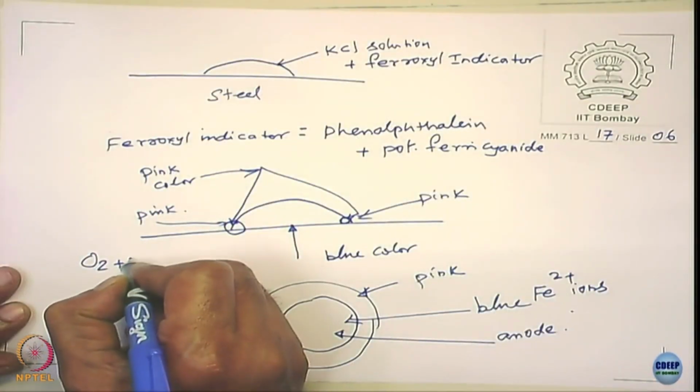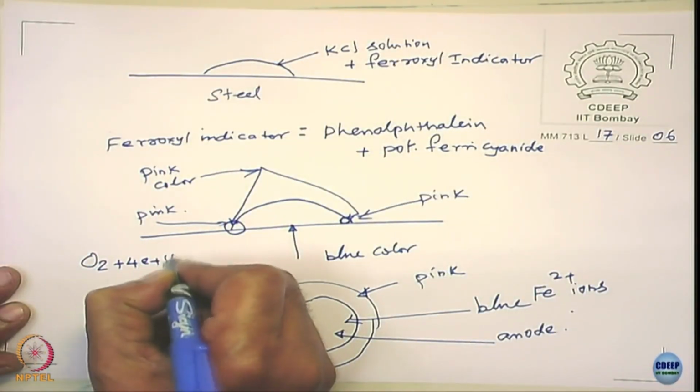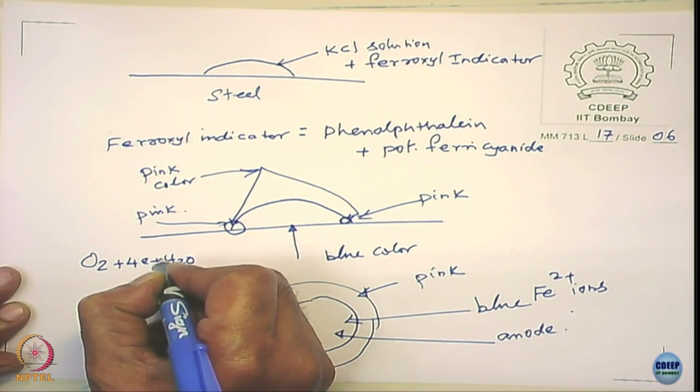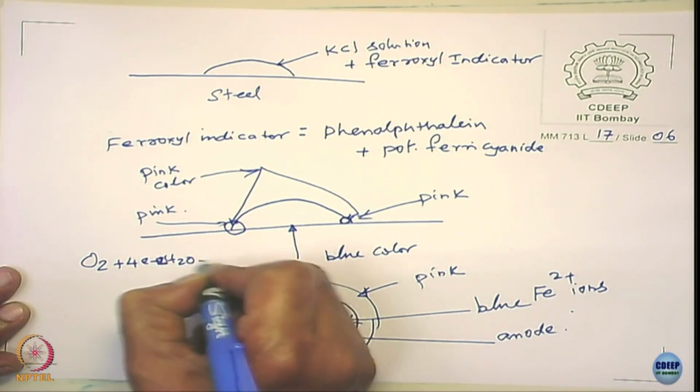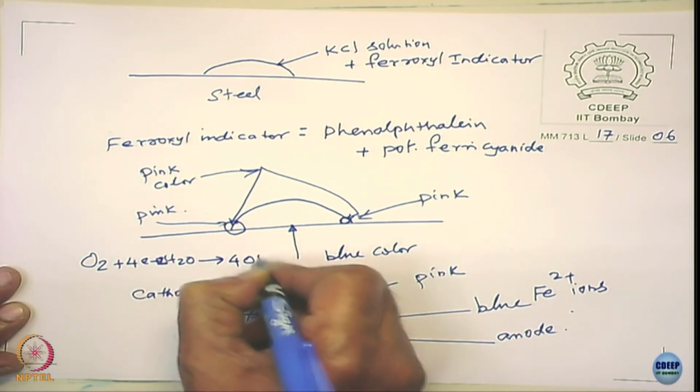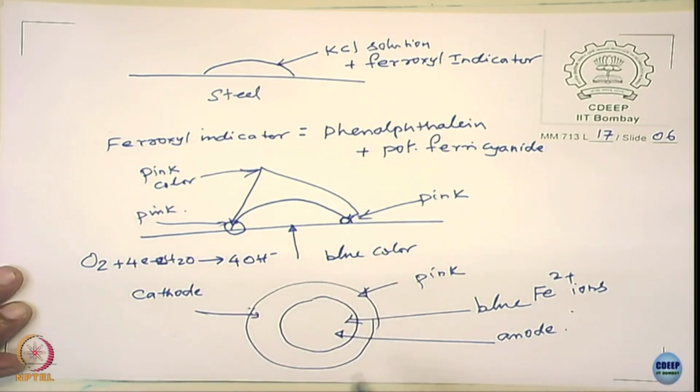The electrons are consumed by a cathodic reaction. If the water is little neutral or little alkaline, what is the cathodic reaction? What is the cathodic reaction here? It could be oxygen plus electrons plus H2O giving rise to 4 OH minus. So, it becomes alkaline.